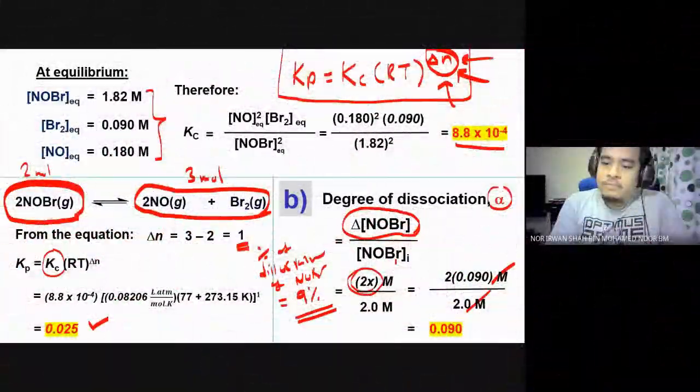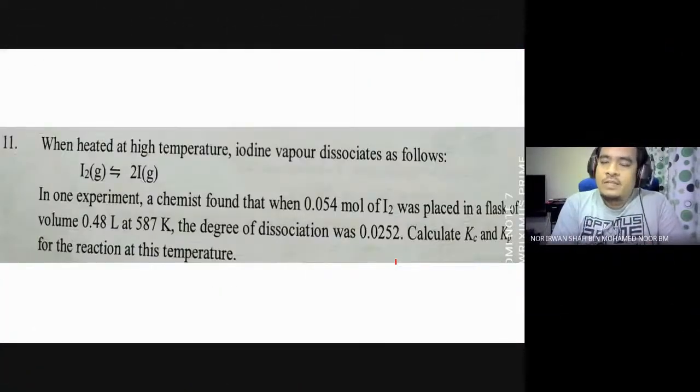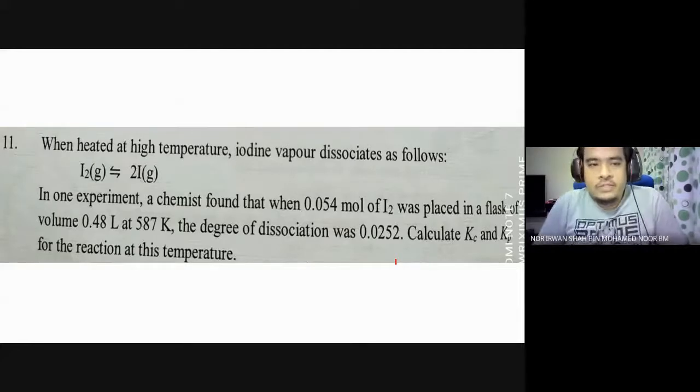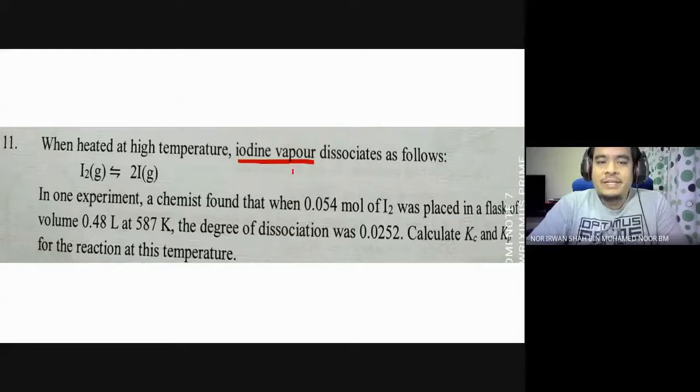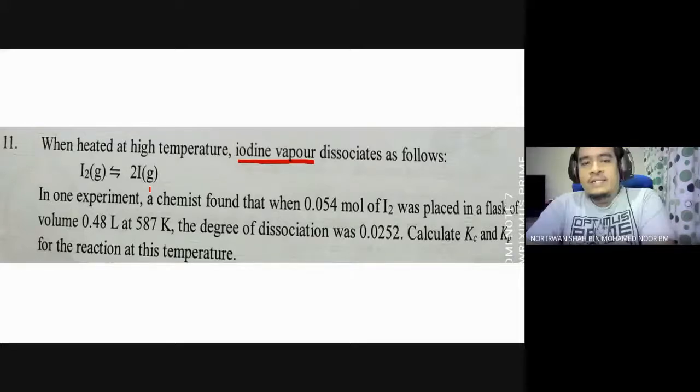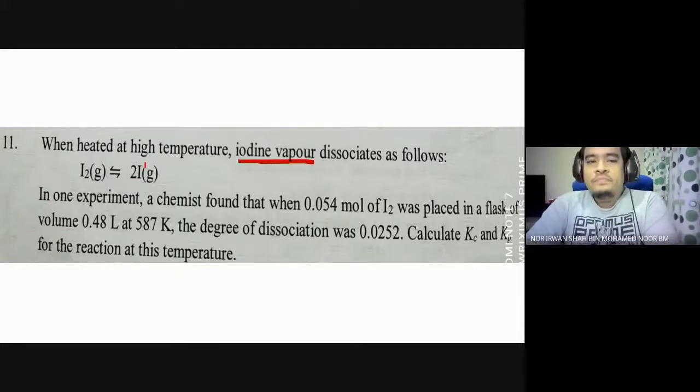Okay, so now let's move on to the next question, question 11. Let's see what we have here. This time we have iodine vapor, class. When this iodine vapor is heated at high temperature, it dissociates as follows: iodine vapor dissociates to produce atomic iodine gas.